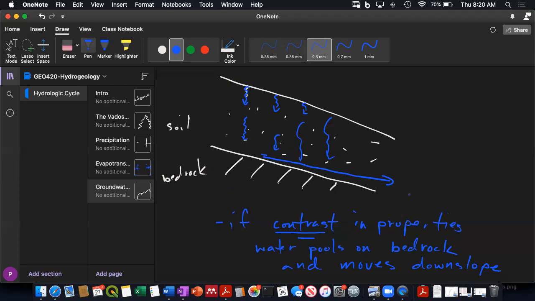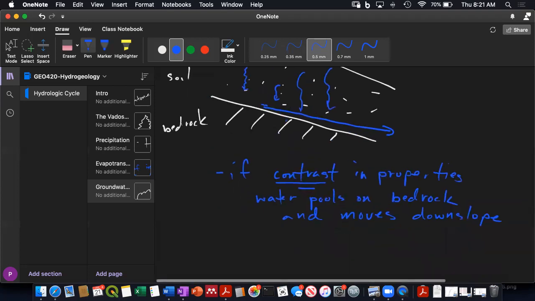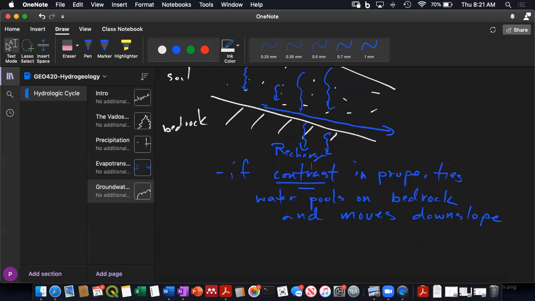When that happens, the water pools on this bedrock interface and it moves down slope. All right. And then some of that pooled water will then infiltrate the bedrock and become recharge. All right, hit the groundwater system and move out.